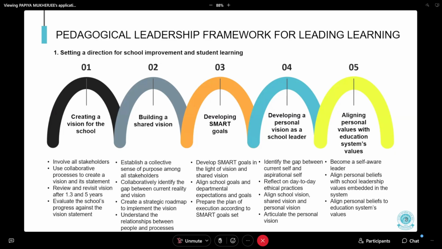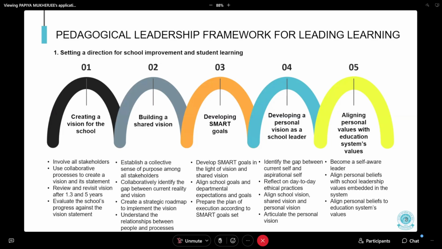The third step, after you have created a vision for the school and built a shared vision, is developing SMART goals. Needless to say, the goals need to be specific, measurable, attainable, realistic, and time-bound. Those SMART goals need to be aligned with the vision and the shared vision. Goals of the school's various departments and the expectations of people all need to align to the vision that has been created, and then you execute a plan for implementing and achieving those SMART goals.